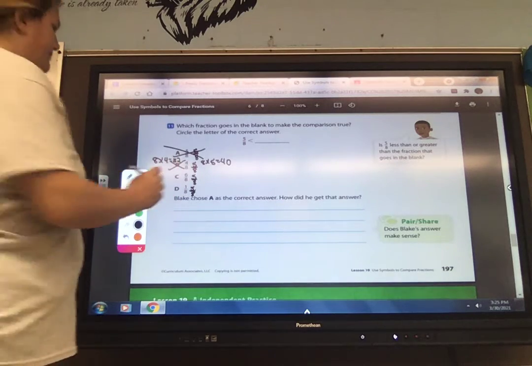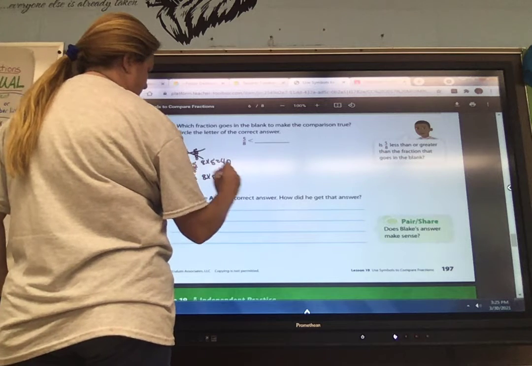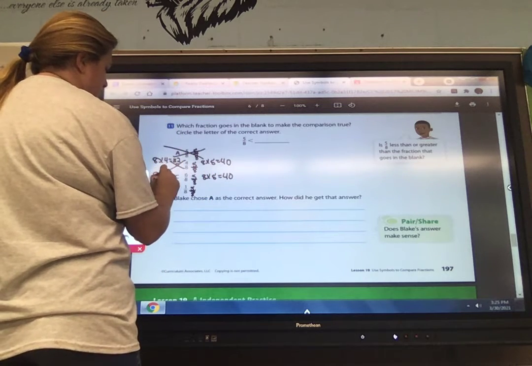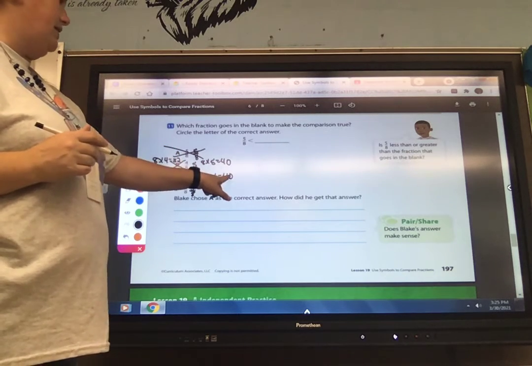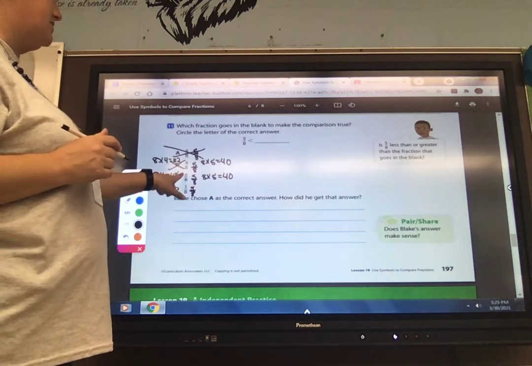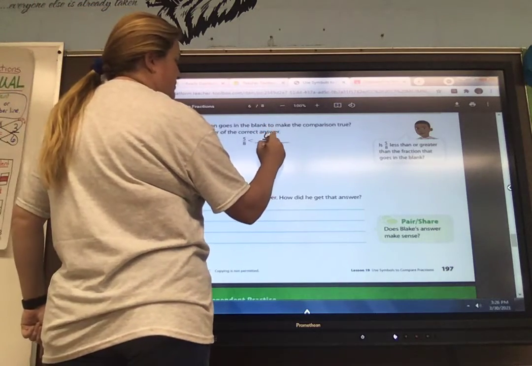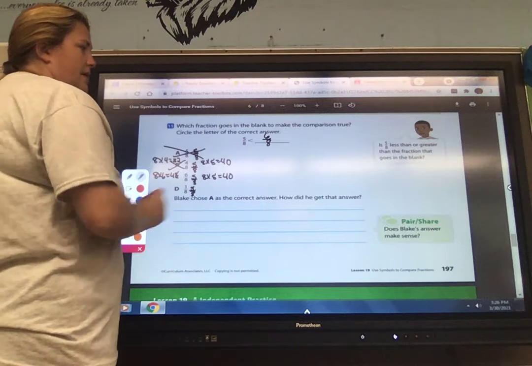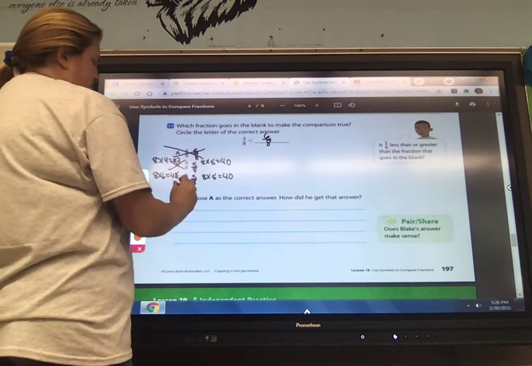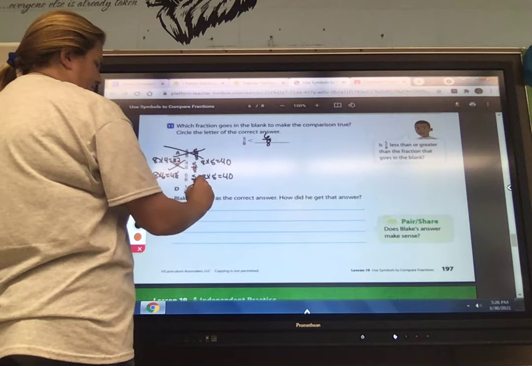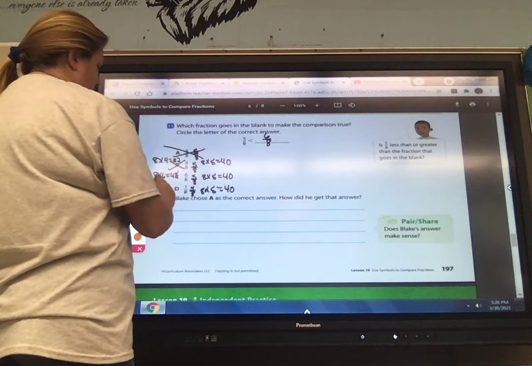Let's try C. 8 times 5 again is 40. Other side though is 8 times 6, which is 48. 48 is greater than 40, so 6/8 would be bigger. So 6/8 would fit here because it's greater than 5/8. Let's try D. We think it's C, but let's try D. 8 and 5 again is 40. This whole side was 41. 8 and 1 is 8.